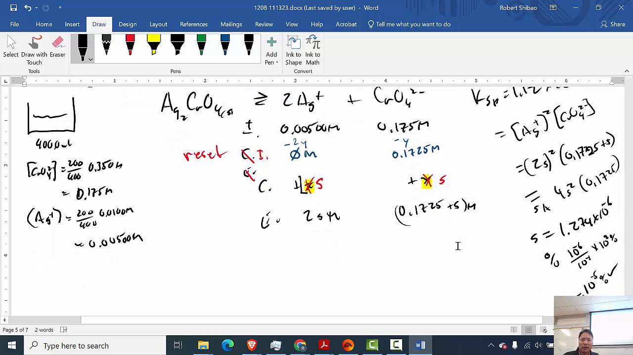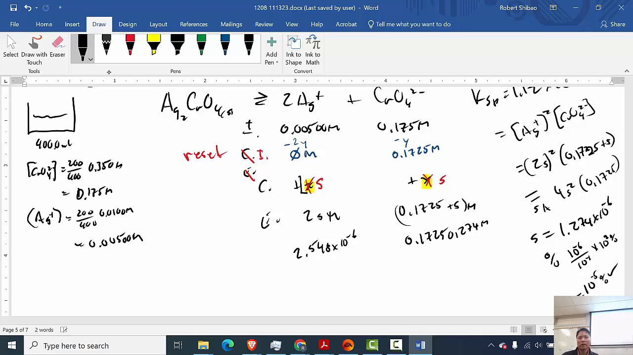And so once I have my S value, I'm going to plug it in back here. So I'm going to go times 2. That'll give me my silver concentration. So this is going to be 2.548 times 10 to the minus 6 molar. And then I'll do this plus 0.1725. Which is going to give me 0.172501274 molar. So let's check our K value to see.